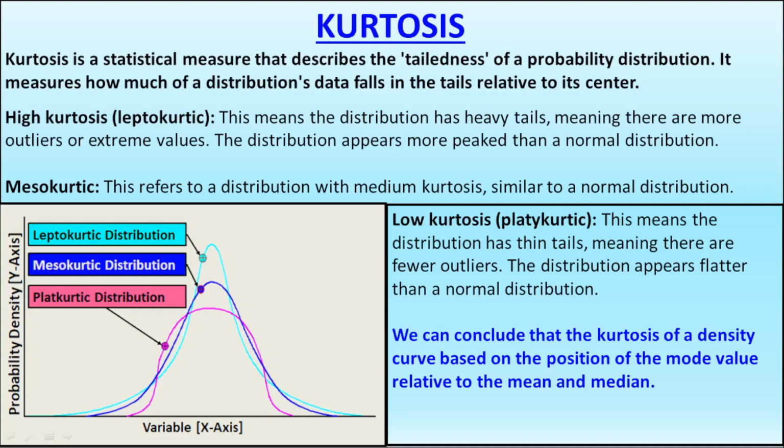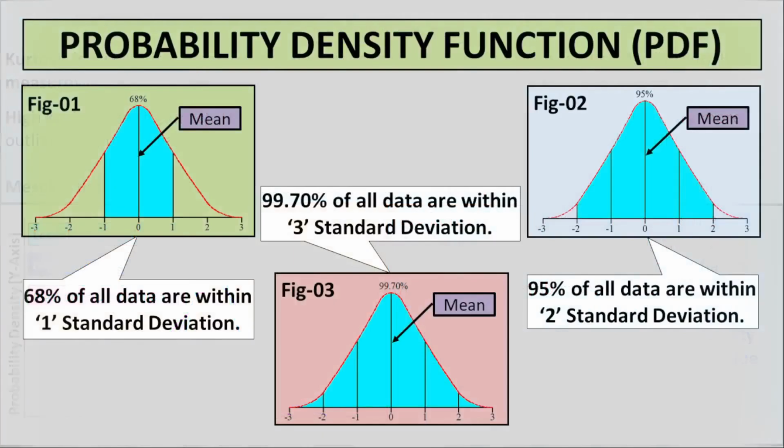Mesokurtic. This refers to a distribution with medium kurtosis, similar to a normal distribution. Platykurtic. This distribution has thin tails, meaning there are fewer outliers. This slide illustrates the concept of a probability density function, PDF, specifically the normal distribution. A PDF is a mathematical function that represents the probability distribution of a continuous random variable.